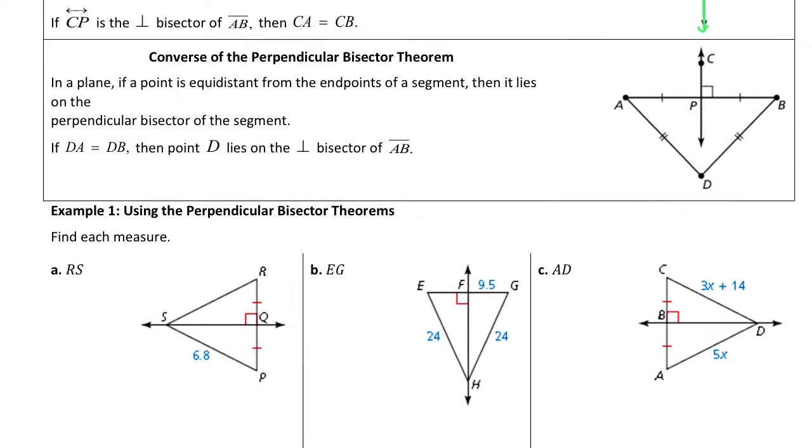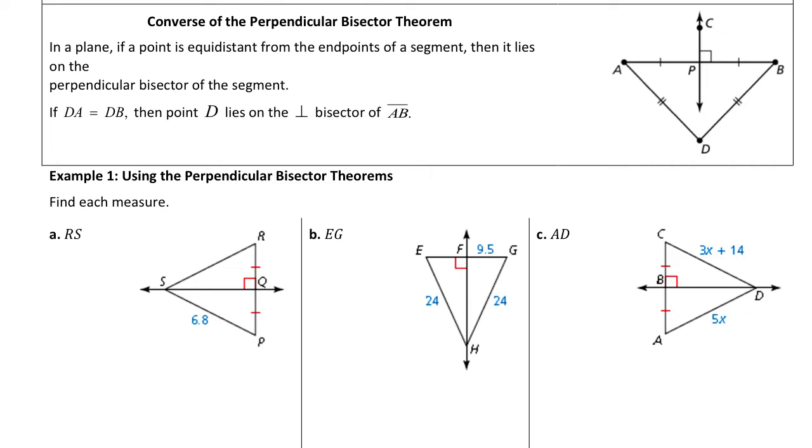Now, the converse of this is basically just saying, in a plane, if I have a point D and it is the same distance from the endpoints of the segment, well then we know D lies on this perpendicular bisector. Okay? So perpendicular bisectors have those properties. They intersect a segment at a 90-degree angle. They split that segment in half, they bisect it, and any point on that bisector is the same distance from the endpoints of the segment it is intersecting.